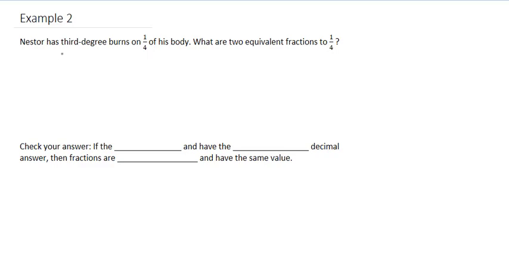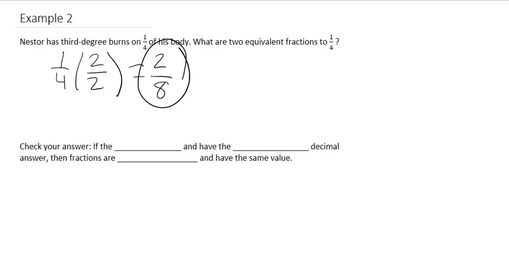So we have 1/4, and we're going to multiply it by 2 on the top and the bottom. So 2 times 1 is 2. 4 times 2 is 8. So we have 2/8 as one of our equivalent fractions.